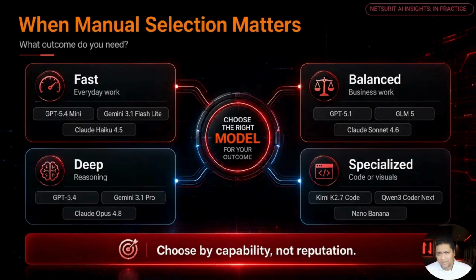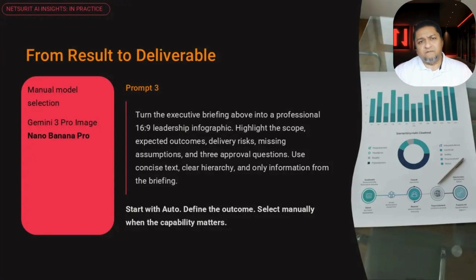The thing to understand here is that specialized tasks may call for purpose-built models such as Kimi 2.7, Kimi K2.7 code, Qwen 3 Coder Next, or Nano Banana image models. These are examples, not necessarily fixed rankings. You want to choose based on the capability and outcome you need, not simply the model name or its popular use in social networking. Now we have an executive briefing.